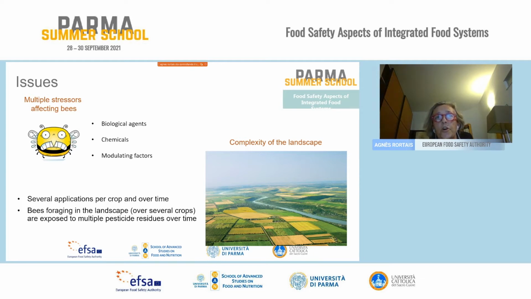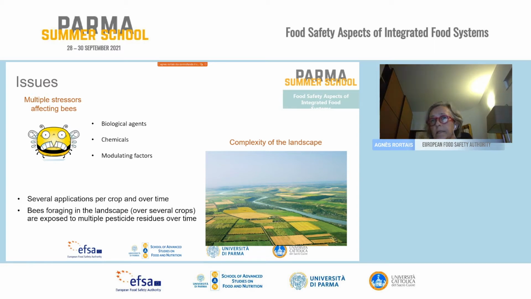There are issues, as I mentioned earlier, on how to assess the complexity of the environment of bees. This is because they are affected by various stresses: biological agents, for example infectious agents, pests, invasive species, and also chemical stresses, for example pesticides, fertilizers, biocides, and contaminants. There are also several factors modulating these stresses, for example climate change, decreasing habitat quality and quantity, and also the specific bee responses to the stresses in relation to their ecology, their behavior, and their sensitivity.